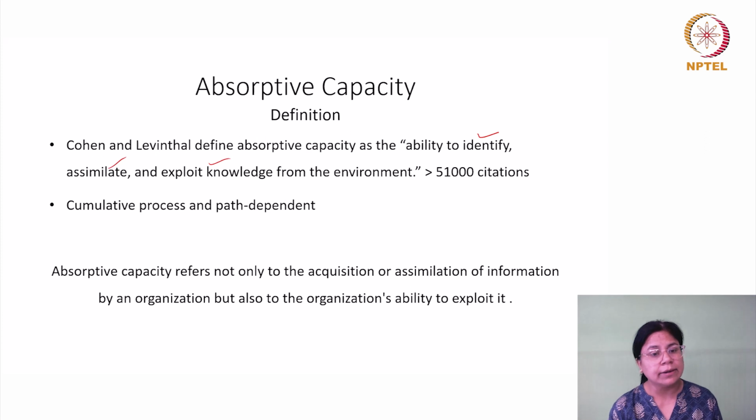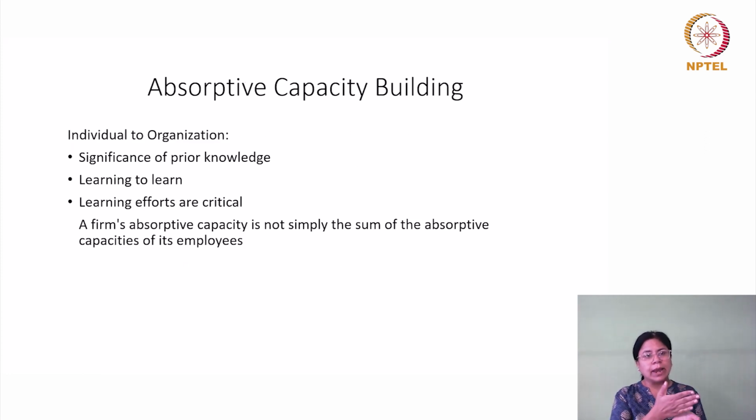The way the authors have defined it, they talk about this process as something which is cumulative, which builds on what you do earlier, and it is also path dependent, depending upon where your capabilities have been developed over a period of time. So absorptive capacity not only refers to the acquisition or assimilation of information by an organization, but also the organization's ability to exploit it. Authors have pointed out that what we are looking at is a transition from merely an individual to an organization. Here, in this context, a few aspects become very important. Which are those? That includes the significance of the prior knowledge, which helps you understand, the capacity to learn, that is learning to learn, and the learning efforts, how much is being spent.